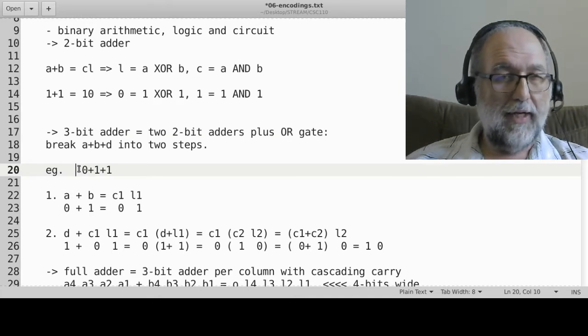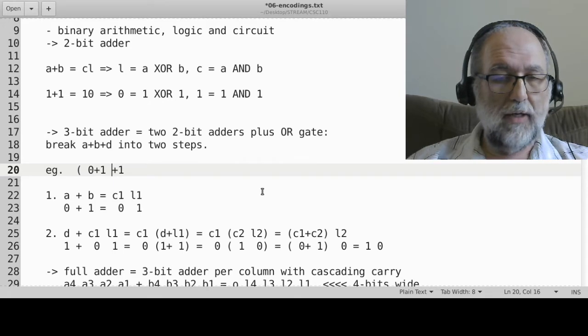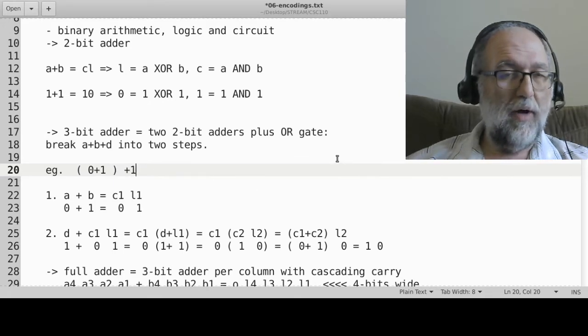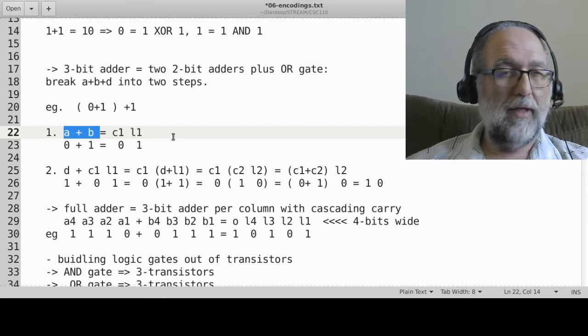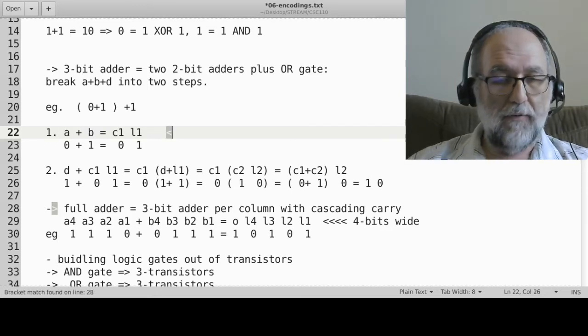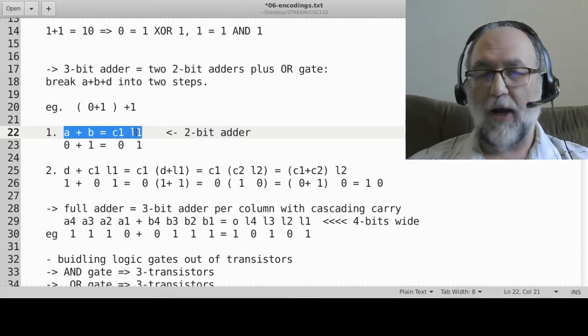In fact, I could probably indicate that by using brackets. So first you would add the 0 plus 1, and then you would add in the 1 later, okay? So the first step is, you take A and B, so that's the first 2 bits here, okay? And you add them together just like you did before, and that's basically your 2-bit adder right there, okay? 2-bit adder, all right?